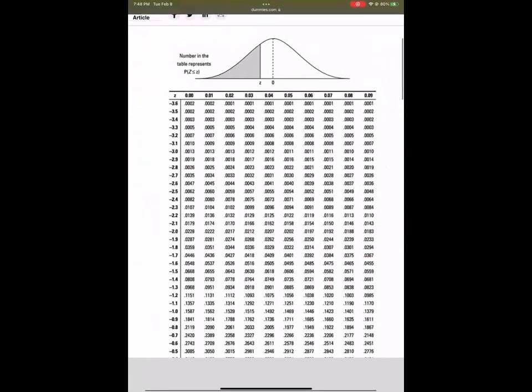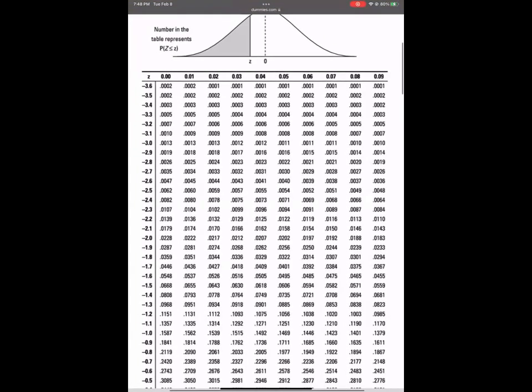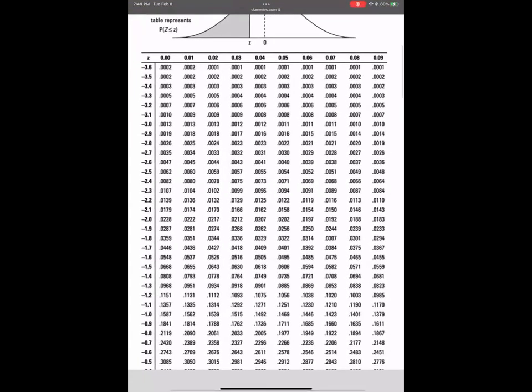Let's find the z-score that corresponds to a proportion of 25% being to the left. Do you see anywhere in this table a z-score? Negative 0.67. Try again. Negative 0.67. Try again.